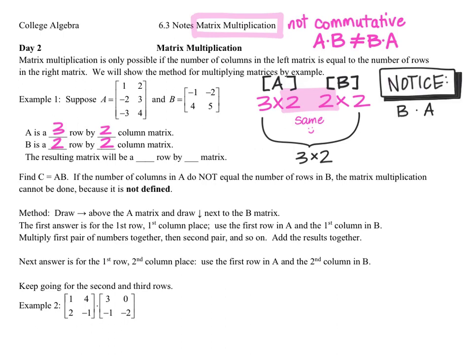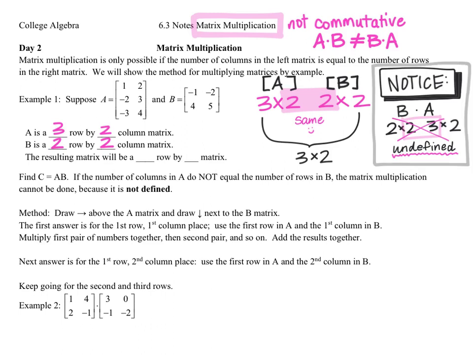I want to point out here that if we were to multiply B times A, that would be undefined because the number of columns in B does not match the number of rows in A. So the product of matrix A times matrix B will be a 3 by 2 matrix.